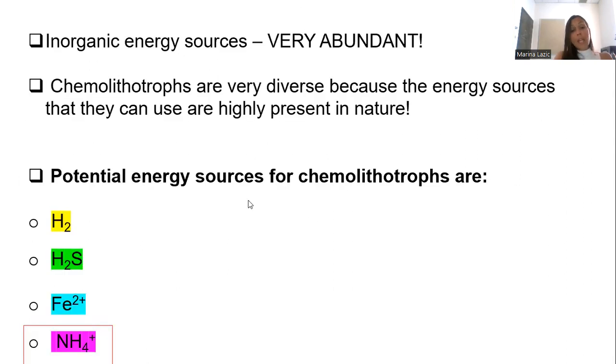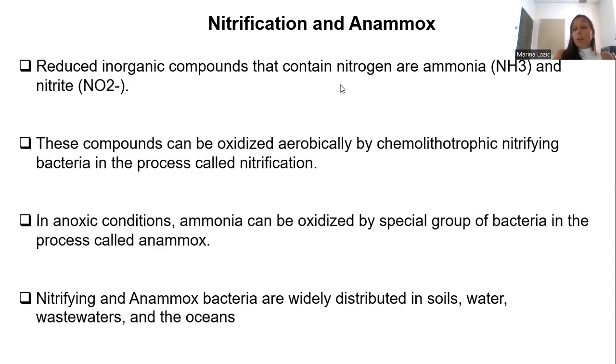And last but not least, ammonium. When we talk about ammonium as a chemolithotrophic source of energy, we have to know which reduced compounds are nitrogen containing. That can be ammonia or nitrite. Nitrite is NO2 minus, ammonia is NH3. These compounds can be oxidized aerobically by chemolithotrophic nitrifying bacteria in the process that is called nitrification. So basically, when you oxidize ammonia, the next step is nitrite.